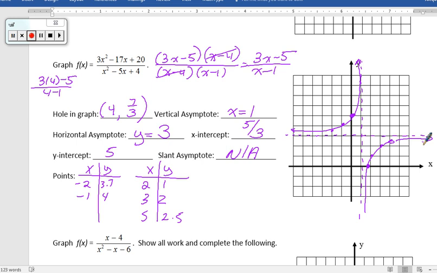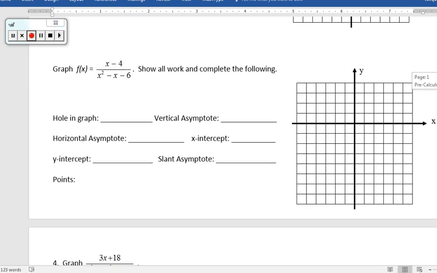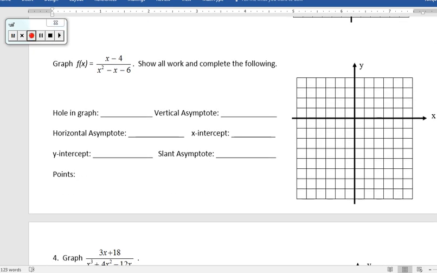Okay, let's try example number 3. Scoot this page down. All right, so I'm looking at this. Again, first thing we want to do is start to factor. So I've got x minus 4 over x minus 3, x plus 2. So none of those factors cancel there, so that means this graph has no holes.